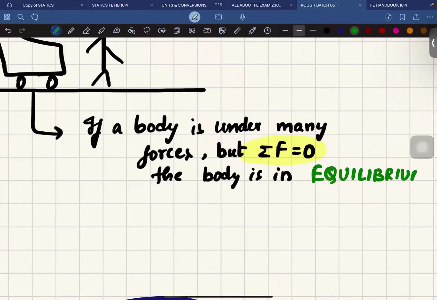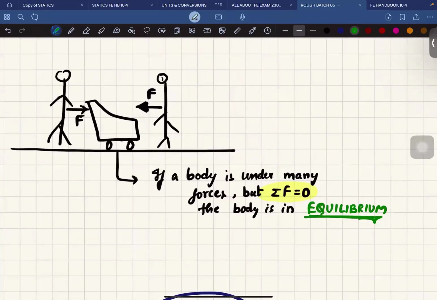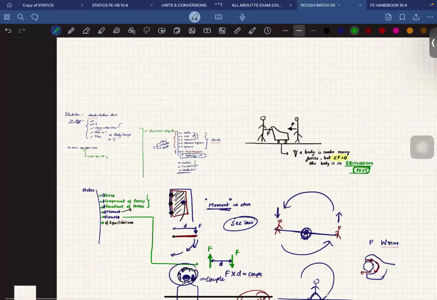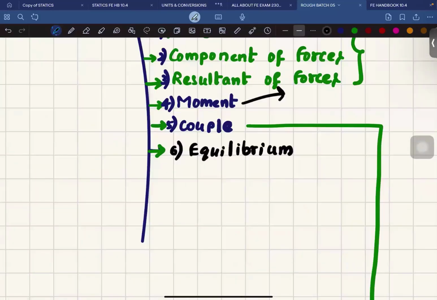Equilibrium is nothing but just remember one lame word, that is rest. If I say the word equilibrium, just simply assume that the body is at rest. So we'll study much more about this. This is about the equilibrium, and then we'll slightly go ahead and study about equilibrium equations.